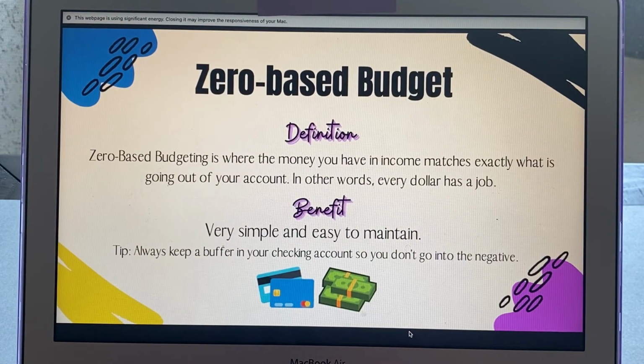And now we are on to the zero-based budget. Zero-based budgeting is where the money you have in income matches exactly what is going out of your account. In other words, every dollar has a job. The benefits of this are very simple and easy to manage. My tip though is always have a buffer in your checking account so you don't go in the negative and get all those banking fees.